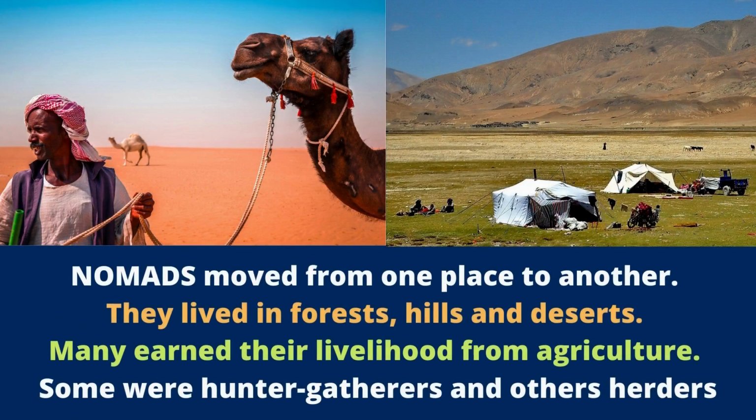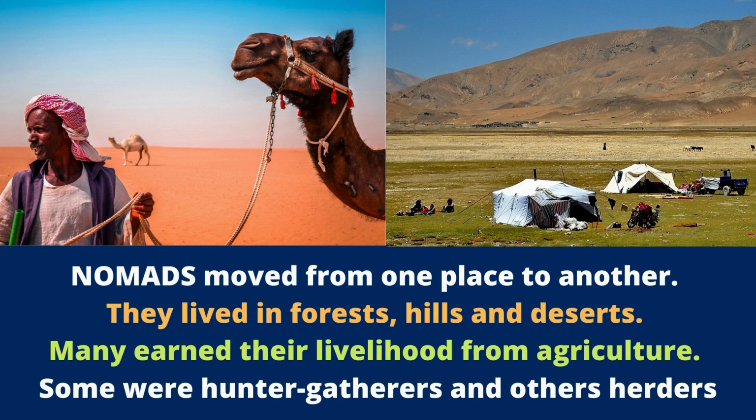Do you know why a mobile community is called so? What does it mean to be mobile? Traditionally, many tribes have led a nomadic life. They were mobile. They were moving from one place to another. They lived in forests, hills and deserts. In the picture on the left, you can see a man leading a camel in the desert, and in the picture on the right, you can see many white tents, and these people are living near the hills.